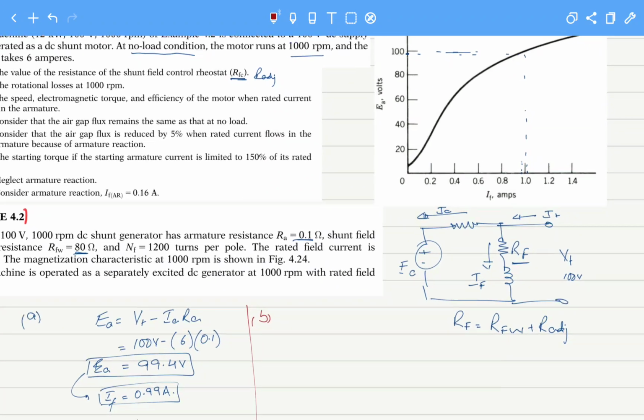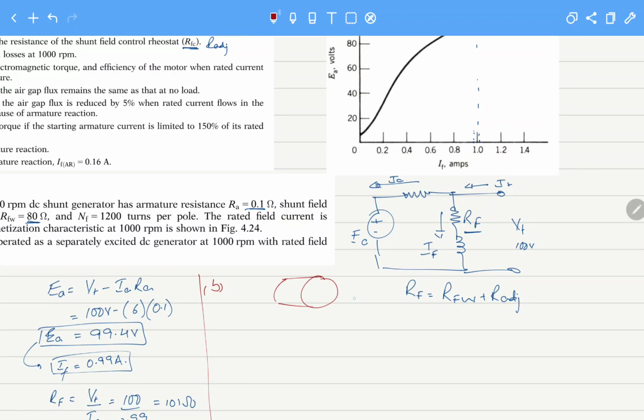Now the second part is to find the rotational losses at 1000 rpm. This is our machine, no load is connected to it, and we have connected a battery of 100 volts. The current drawn by the armature, IA, is 6 amperes. No load is connected to this machine. This means that all the power drawn by the machine at this condition is the power consumed by the core plus mechanical losses. These losses are also known as rotational losses in the machine.